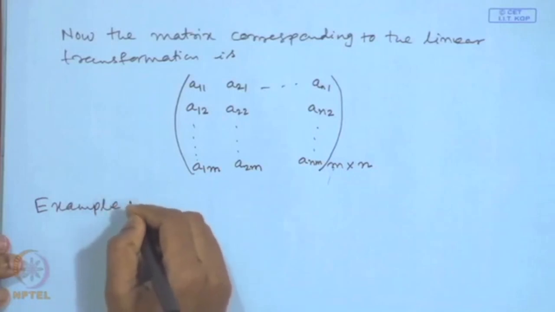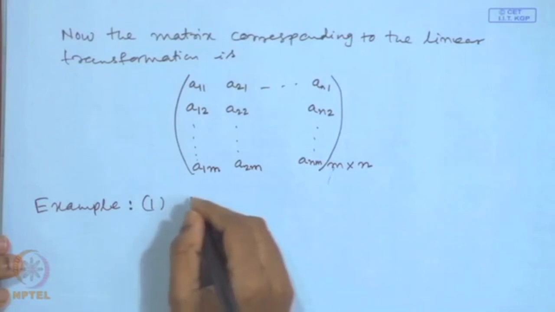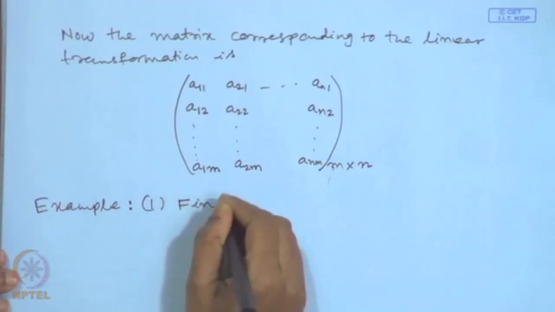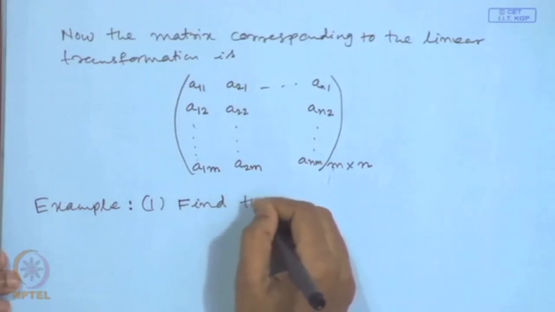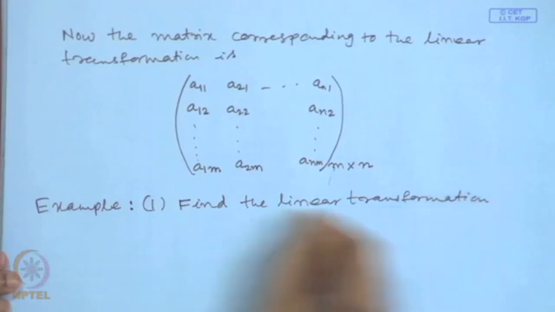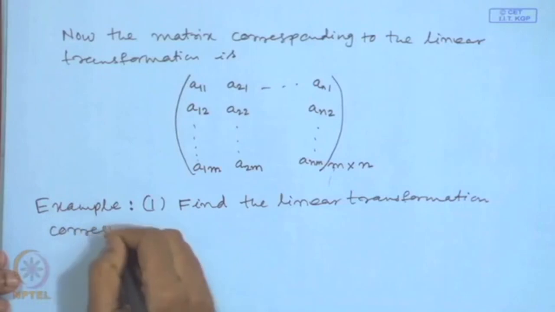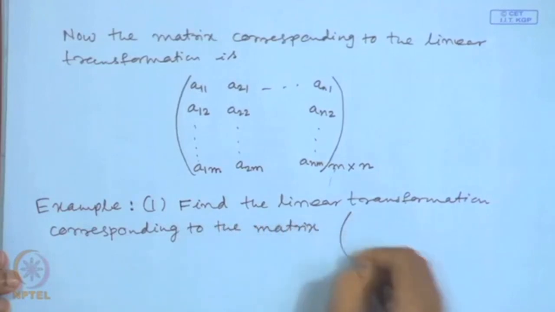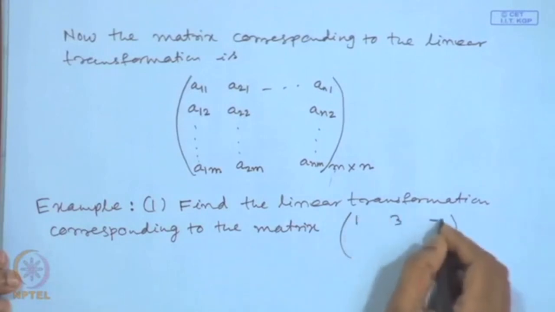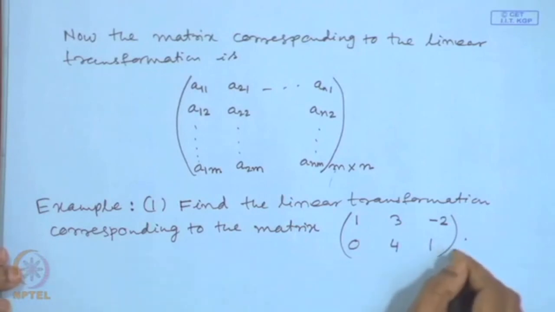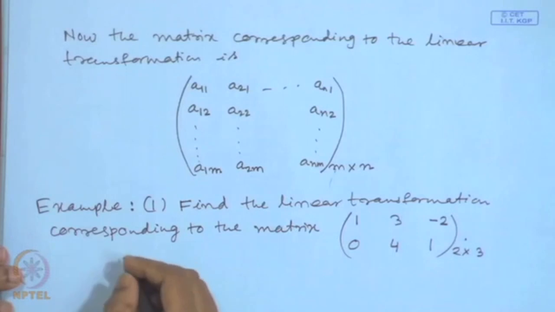So consider this example. The first example is that we shall consider a matrix and from there we get a linear transformation. That is, find the linear transformation associated with or corresponding to the matrix 1 3 -2, 0 4 1. So here this matrix is of size 2 by 3, so we get a linear transformation from R3 to R2.